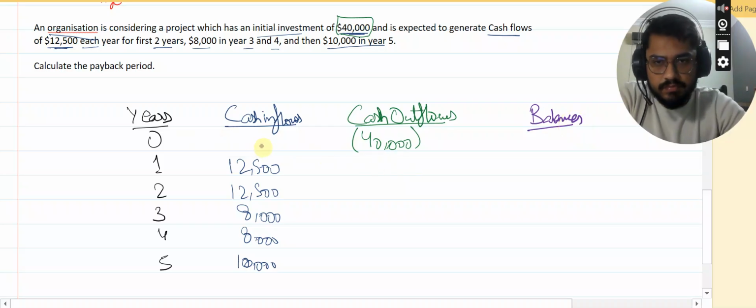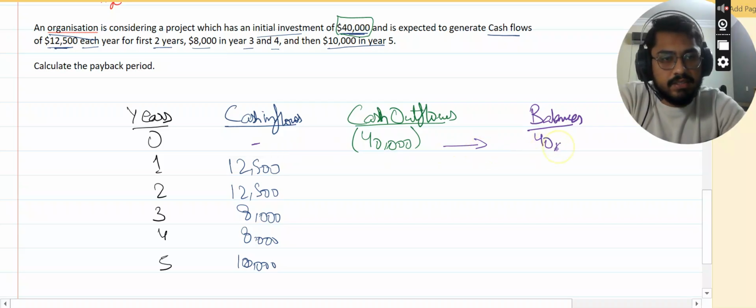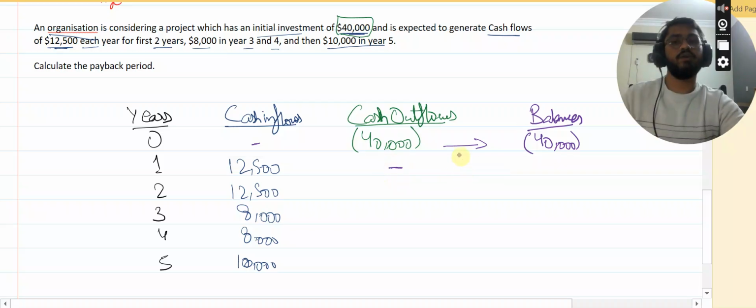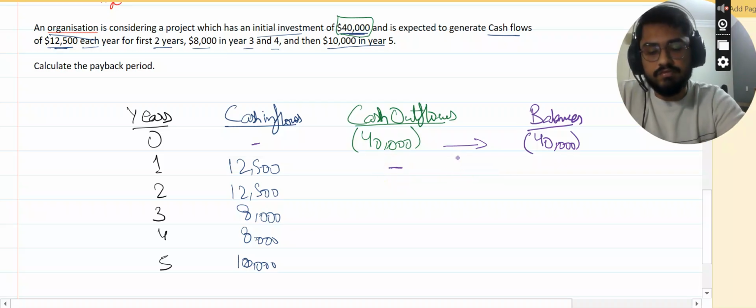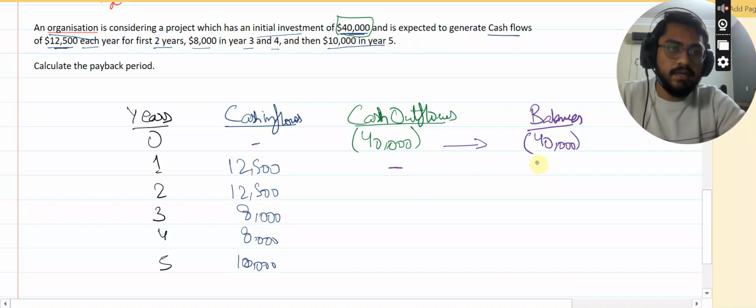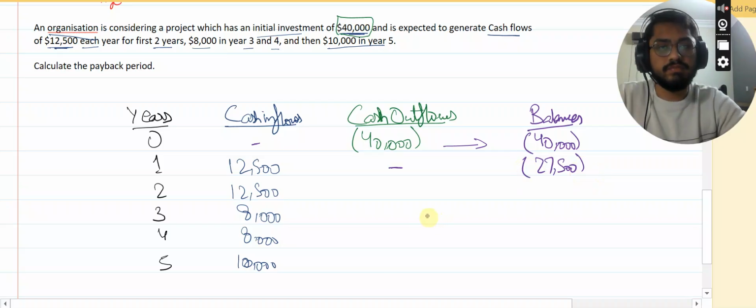So in year 0 there is no cash inflow, which means that on a net basis there is an outflow of $40,000, but in year 1 there is no cash outflow. Instead there is an inflow of $12,500. This means that we have recovered some of our investment. How much have we recovered? $12,500 of our investment. This means that $27,500 is now left to be recovered.